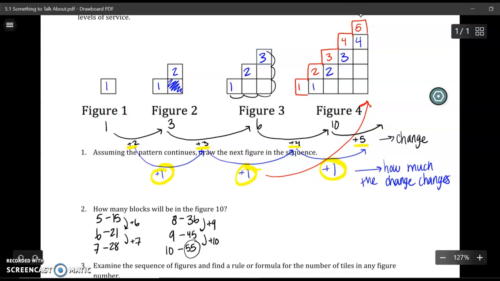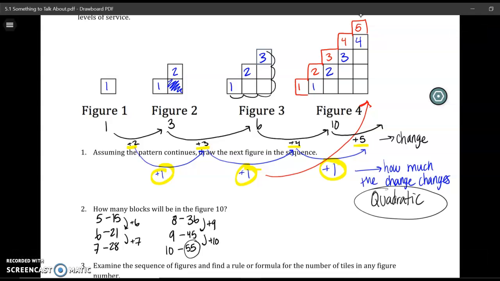This kind of relationship is called quadratic, okay? So if I have a relationship where the amount that the increase is changing by is constant, that's called a quadratic, okay?